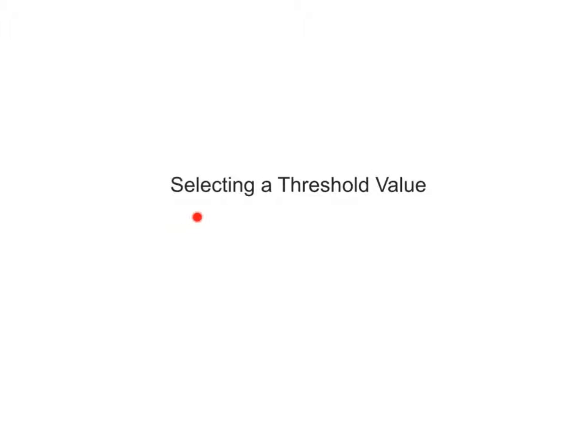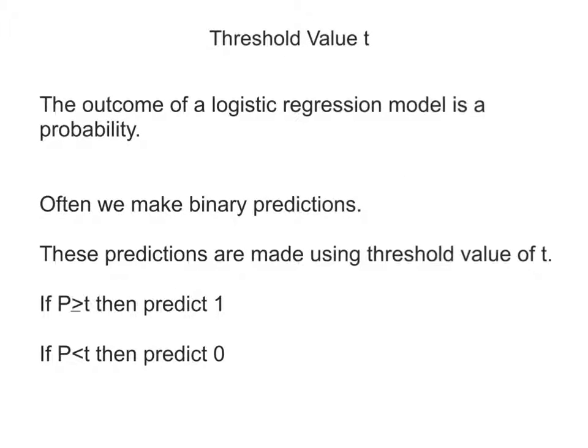In this lesson, we're going to look at selecting a threshold value. Let's look at the threshold value t. The outcome of a logistic regression model is a probability. Recall that our regression model p, for probability, we could say this is the probability of our result being 1.